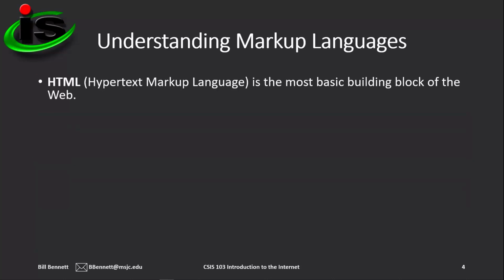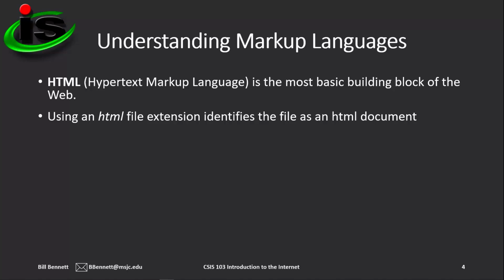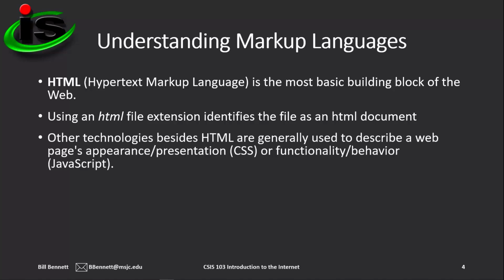The Hypertext Markup Language is the most basic building block of the web. Using an HTML file extension identifies the file as an HTML document. Other technologies besides HTML are generally used to describe a web page's appearance and presentation, CSS, or functionality and behavior, JavaScript.